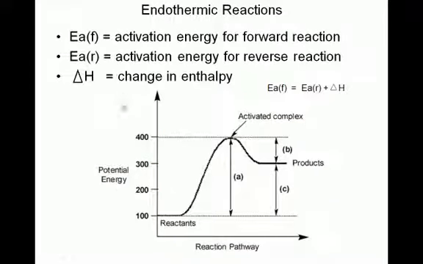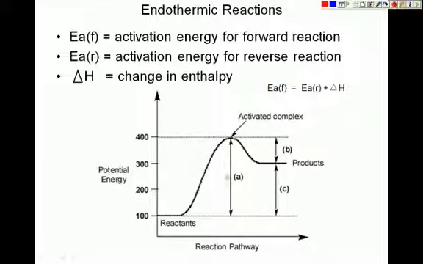Well, let's take a look here. So here's an endothermic reaction, and we have the EAF. Now, as we remember, EA stands for activation energy, and F is just going to stand for forward. So the activation energy for the forward reaction, and right here we have the activation energy for the reverse reaction. And then delta H, which we've already covered, is the change in enthalpy.